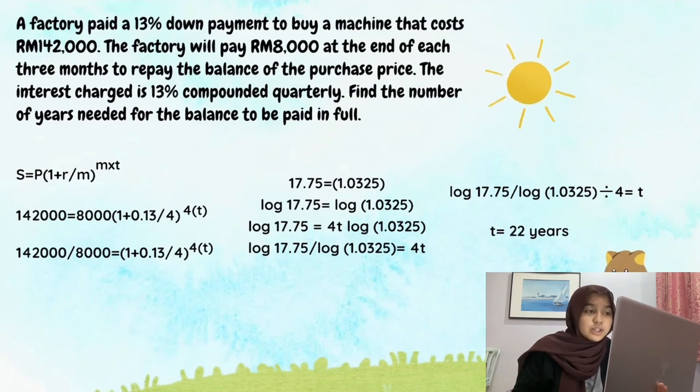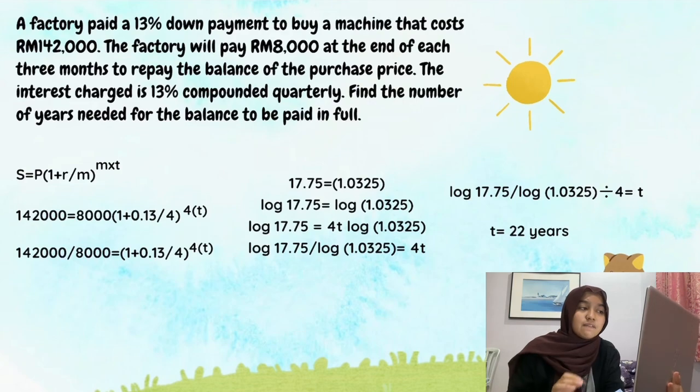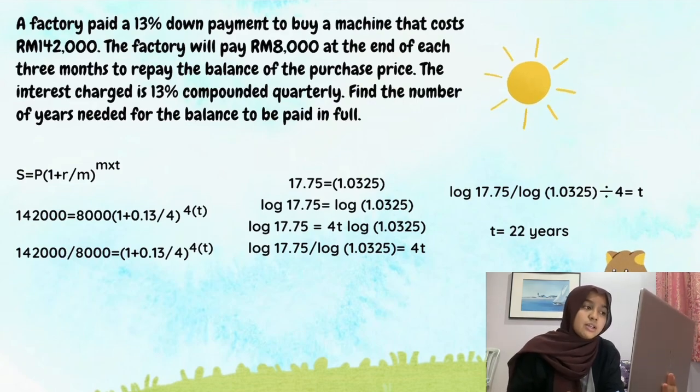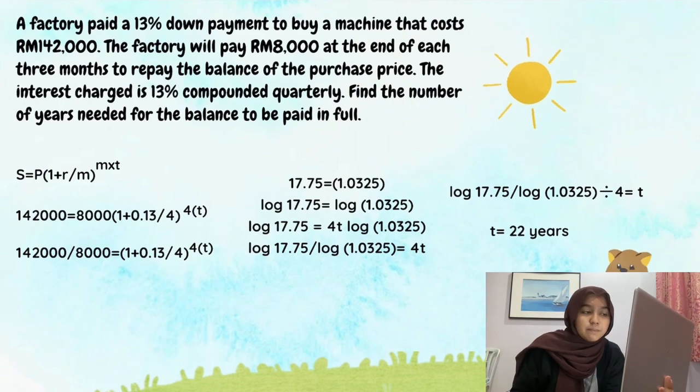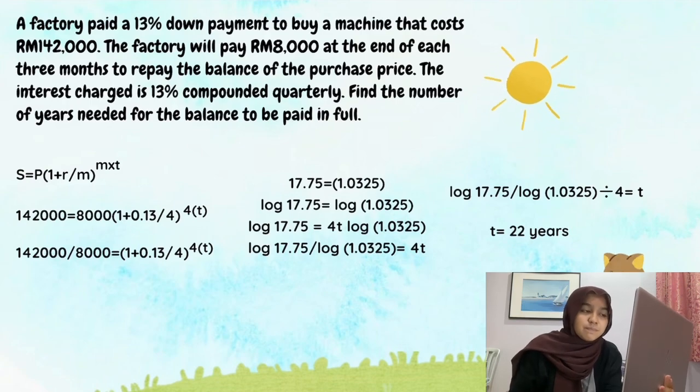So for this question, we will be applying the formula S equals P(1 + R/M)^(M×T). The first thing you have to do is list out every piece of information that has been given. So 1,042,000 will be our S, and our 8,000 will be our P. Meanwhile, 0.13 will be our R, and our M will be 4.